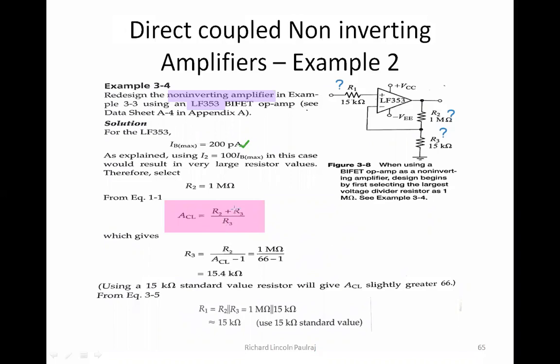Because I want to find out R3, I take R3 common, so it becomes 1 plus R2 over R3, and then I invert it. After all those minor modifications, I finally end up with R3 equal to R2 divided by ACL minus 1. We know R2 we have taken as 1 mega ohms, and ACL was already given to us as 66, minus 1. So please check and let me know if it is 15.4 kilo ohms.